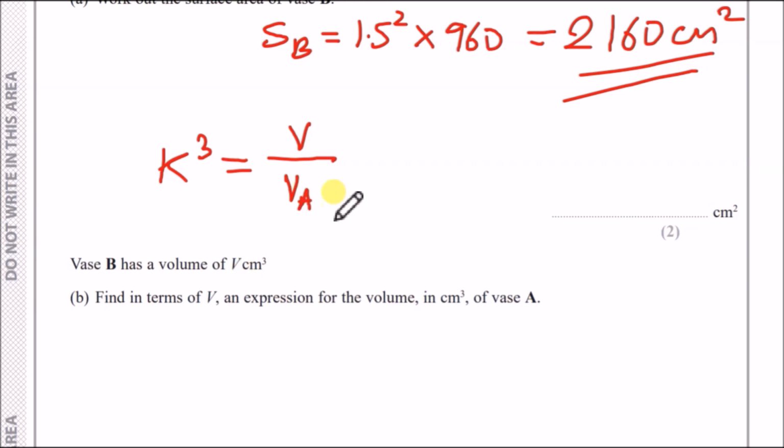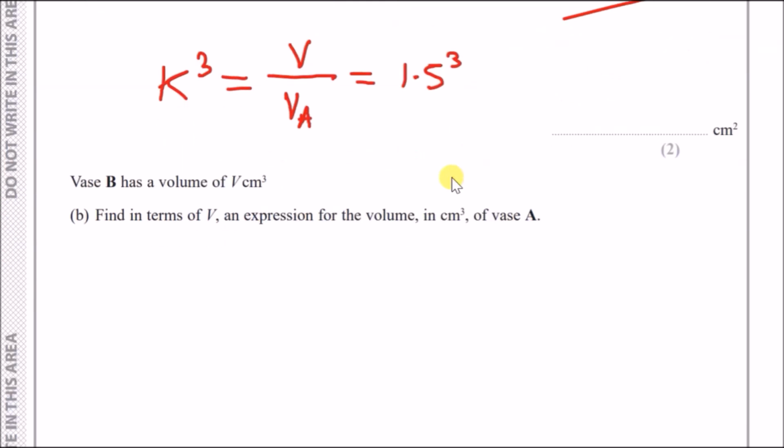Now what they want us to do, and this is supposed to equal the scale factor cubed, so 1.5 cubed. They just want us to more or less make VA the subject. So if I make VA the subject, I'll need to multiply this across. Wait, find in terms of V an expression for the volume in cubic centimeters for VA. Yeah, so we need to make VA the subject.